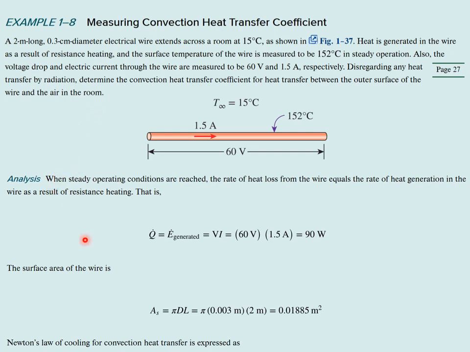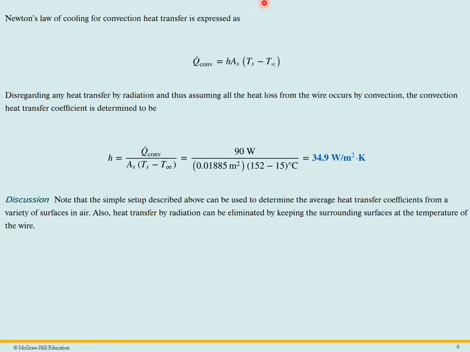Here we can calculate what Q dot is. That's just the voltage times the current: 60 volts times 1.5 amps, 90 watts. The surface area of the wire is just pi d times L. We can calculate those values: 0.01885 square meters. Plugging into Newton's law of cooling, the only value we don't know is h, so we can solve for h. h turns out to be 34.9 watts per square meter Kelvin.